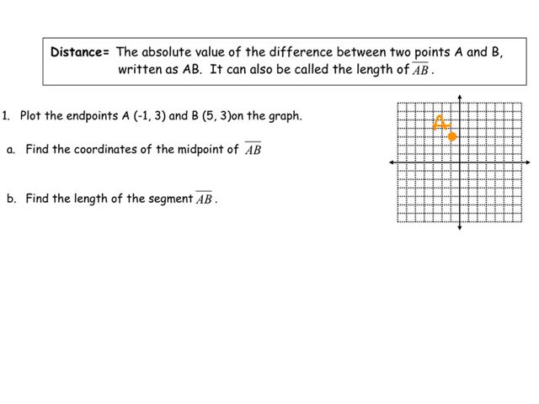This is my A. And now we're going to plot my next endpoint, B. We're going to go over to the right 5 and then up 3. Plot that point and go ahead and label it B, because that's our other endpoint. And now we can connect our line. This is our actual line segment that we see here.